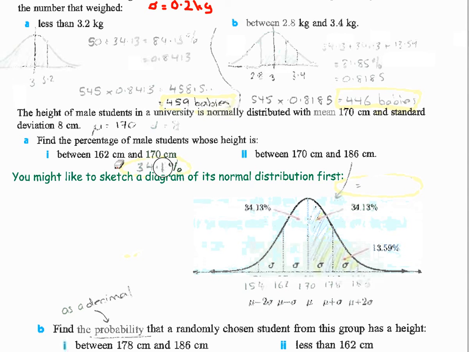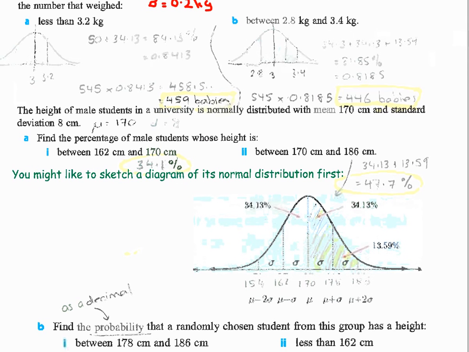I rounded it to 3 sig figs, but you can also say 34.13, which is okay too, because it's an exact answer. Between 170 and 186, so 170 is the middle, and 186 is 2 standard deviations above the mean. So you've got to add 34.13, this area, plus 13.59. When you do that, you definitely want to show your working out so you can get some method marks in case you make a mistake. I rounded to 3 sig figs, 47.7%. You could also just write it as an exact answer with 2 decimal places if you like. And that's the answer to A.